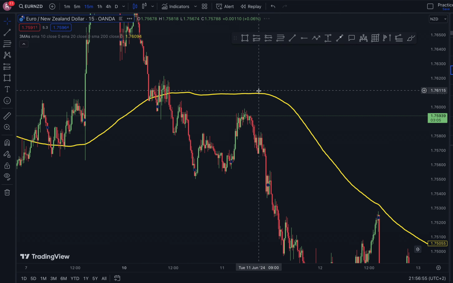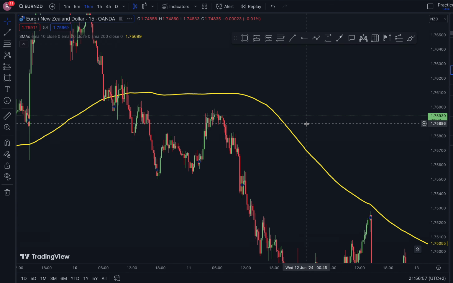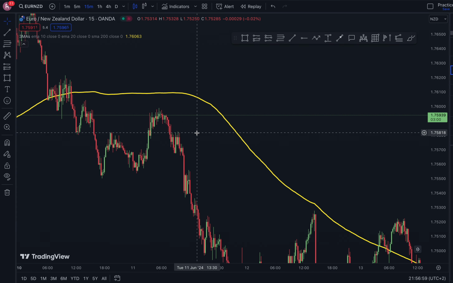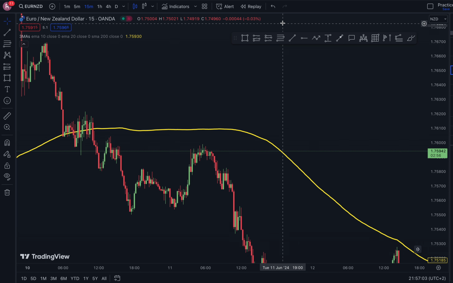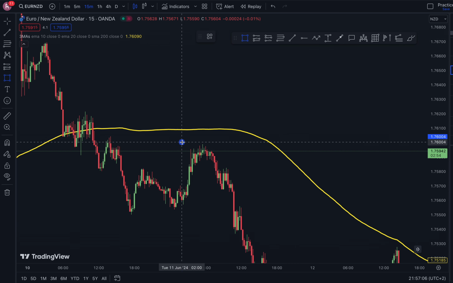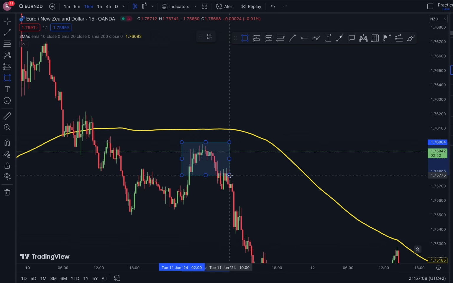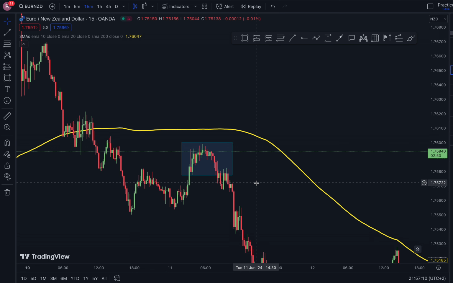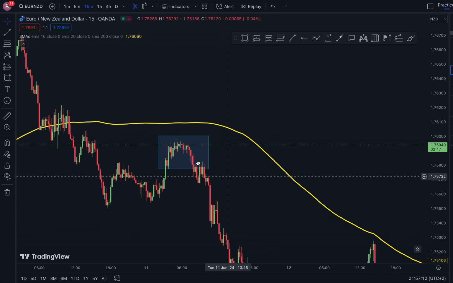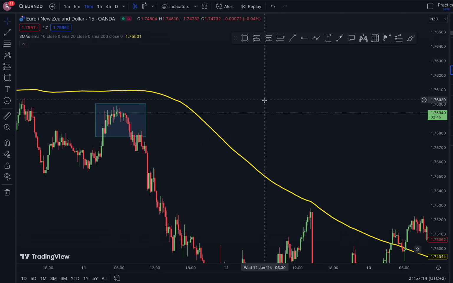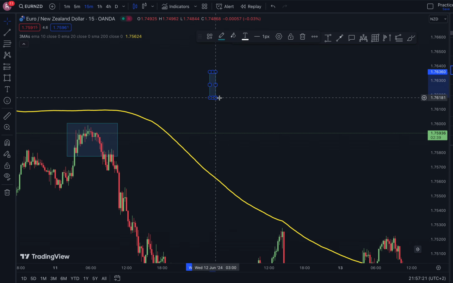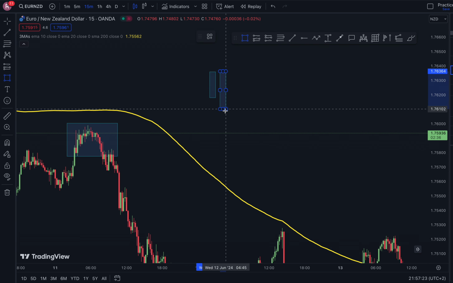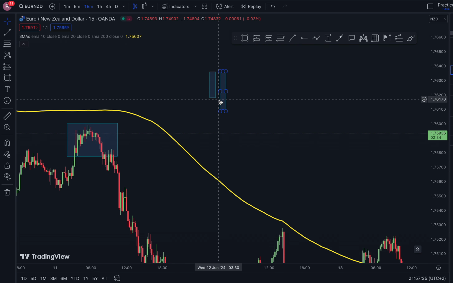Now, you can see price is below our EMA. Let me show you something. When price is below your EMA, whenever price is printing, you want to study price patterns and candlesticks. Here are two of my favorite candlestick patterns to look for. It's the engulfing candle, which is when price closes below the previous candle.